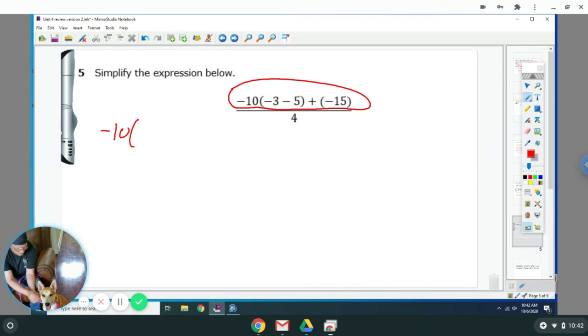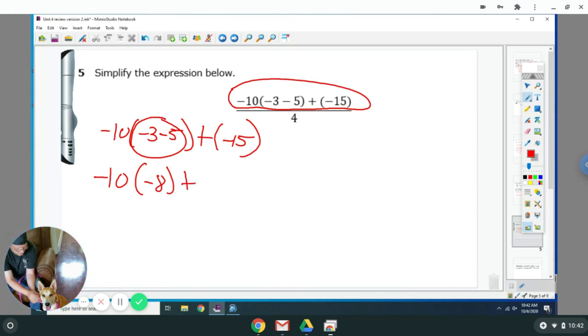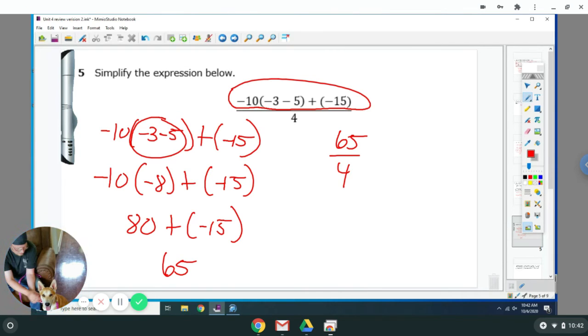So now we're going to do -10 parentheses -3 minus 5 plus -15. So we're going to do inside the parentheses first. So -3 minus 5 is -8. So now you have -10 times -8 plus -15. So -10 times -8 is a positive 80 plus -15 will be 65. So now your top is 65 and you're going to divide by 4. And 4 goes into 65 16.25 times, and I'll show you that.